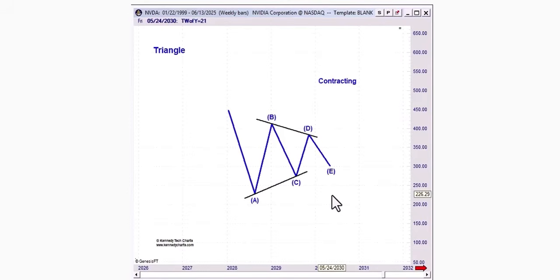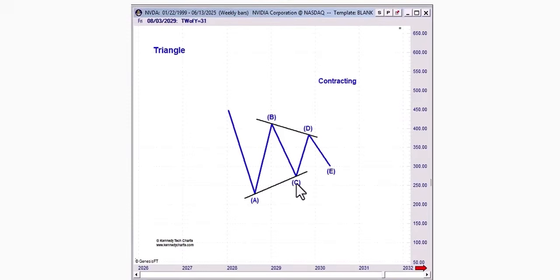Now, in some cases, one of those waves will be complex, i.e. a double zigzag. So for example, you could have a zigzag in wave A, ABC for A, a zigzag for wave B, ABC for B, and then in wave C, you'll see a complex correction. And that would be, again, a double zigzag. So that would be WXY. And then you would have wave D, and then, of course, wave E.